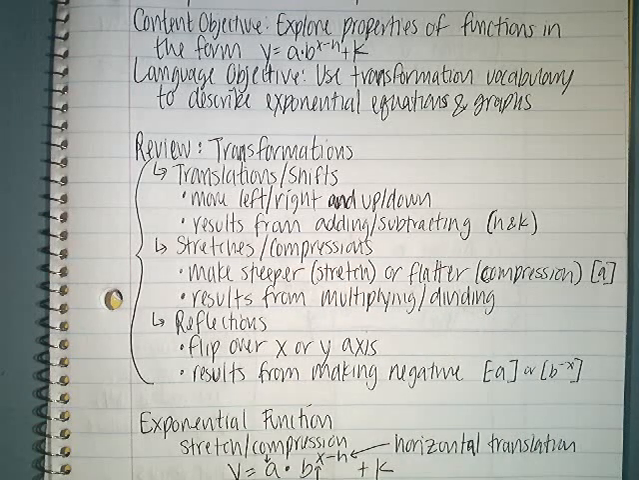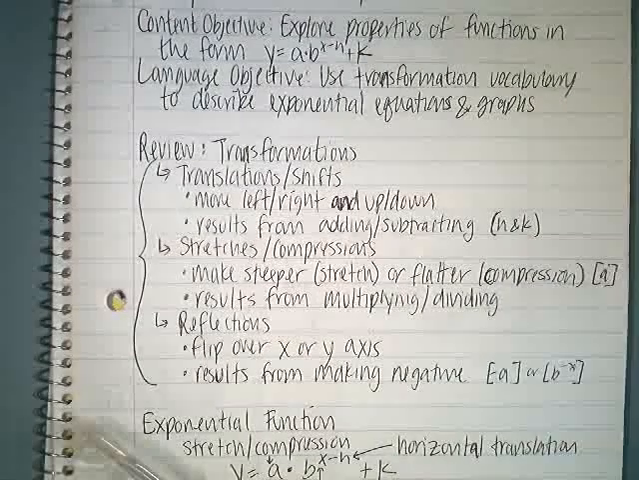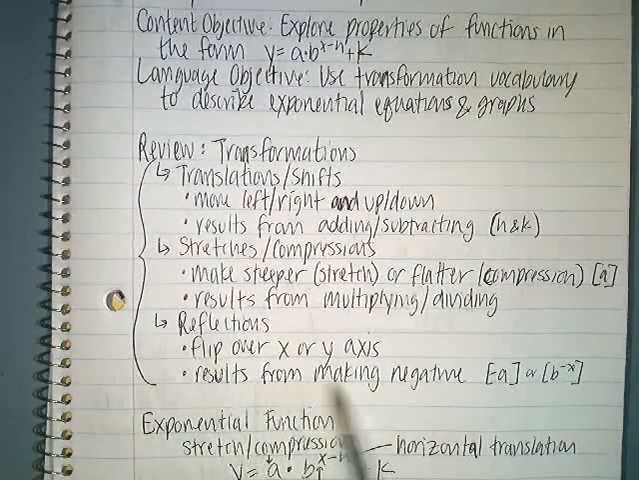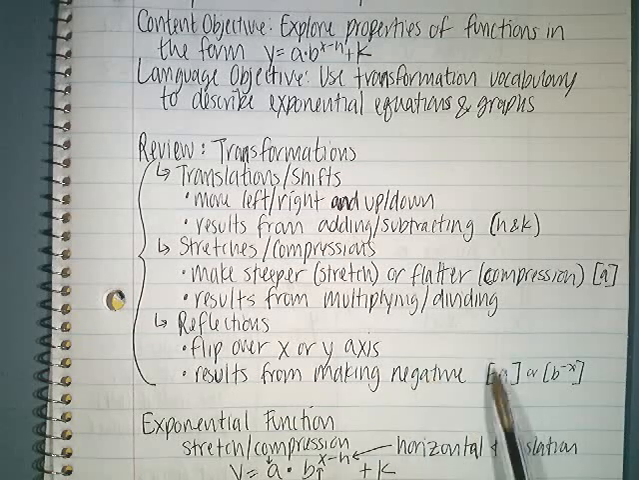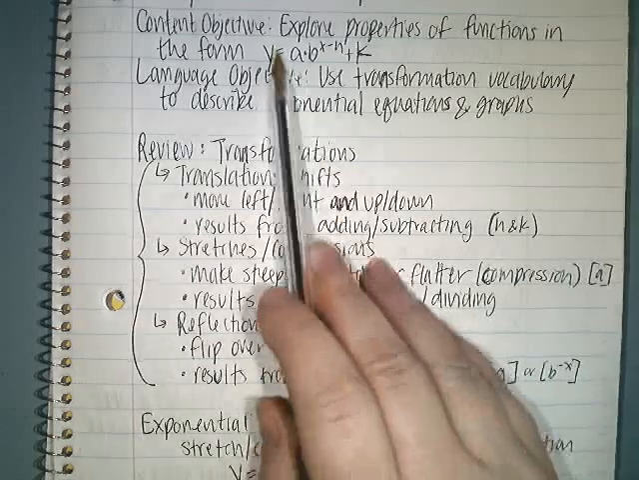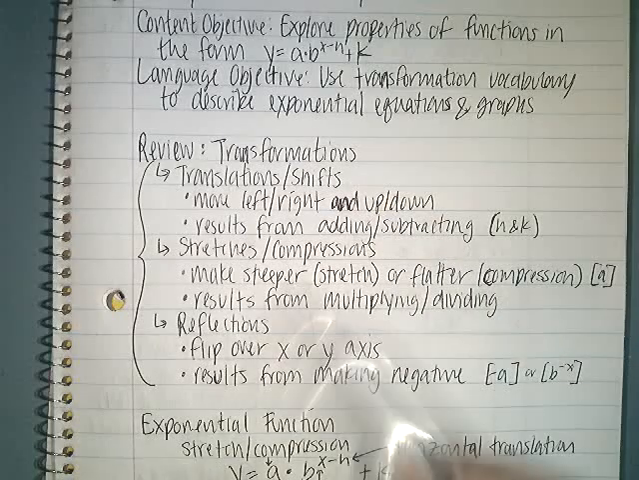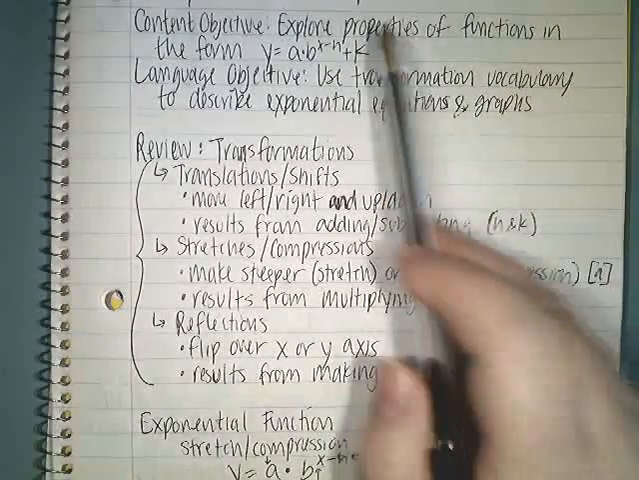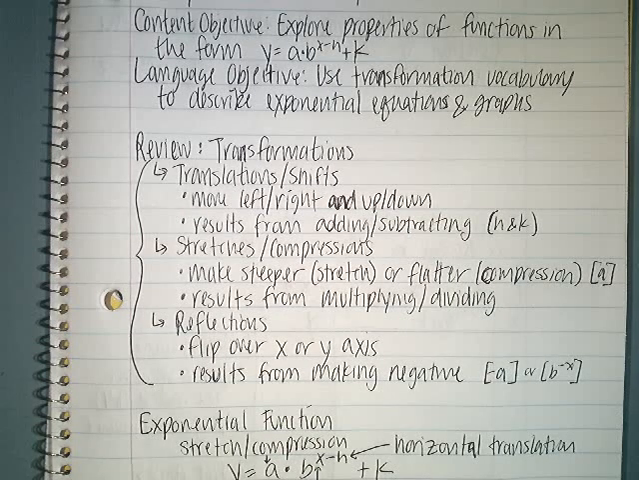The last thing is reflections. So reflections flip the graph over the x or y axis. So they just flip the whole thing this way or this way. And you get reflections when you make something in the function negative. So it flips over the x-axis if you make the a value in front negative. So that's a vertical reflection. So a vertical reflection is when you have a negative a value. You'd have a horizontal reflection if you made this little x in the exponent negative, so that would flip it over the y-axis, be a horizontal reflection.